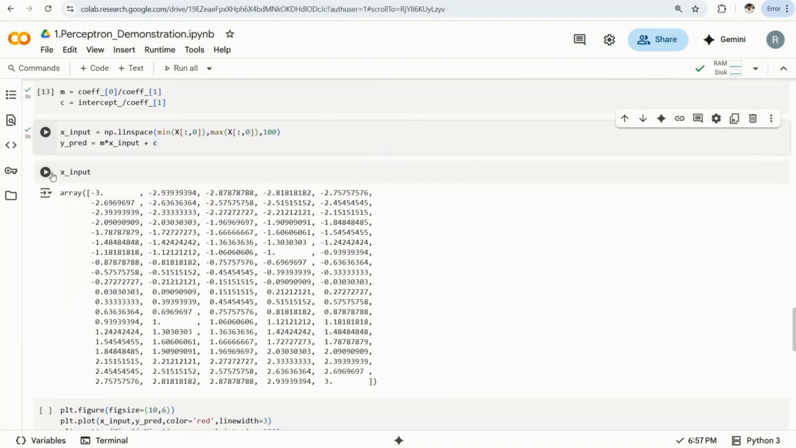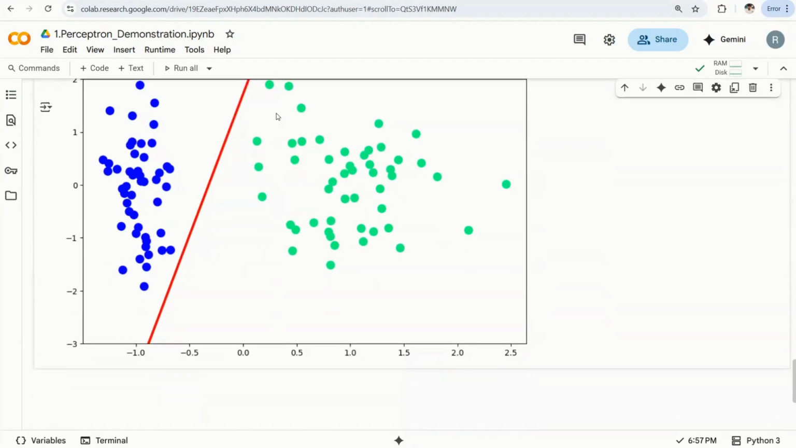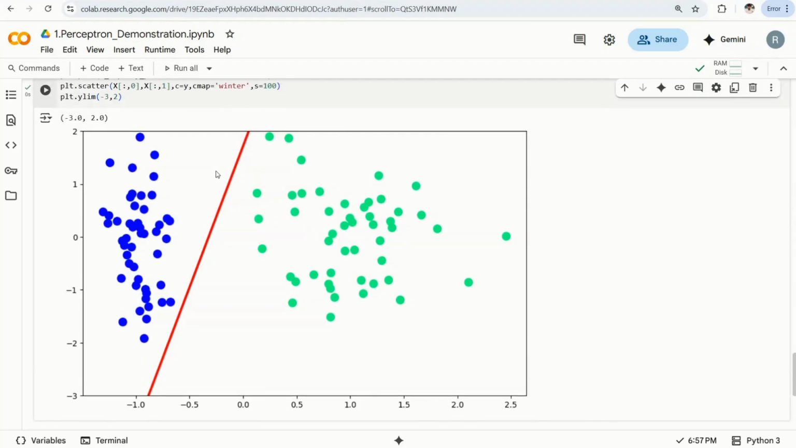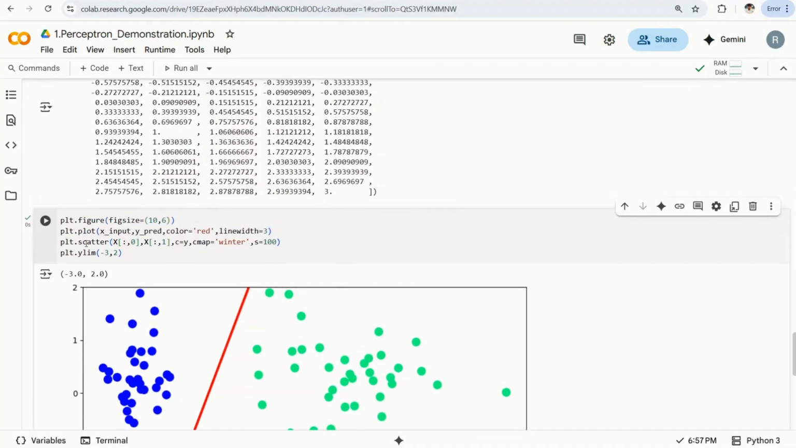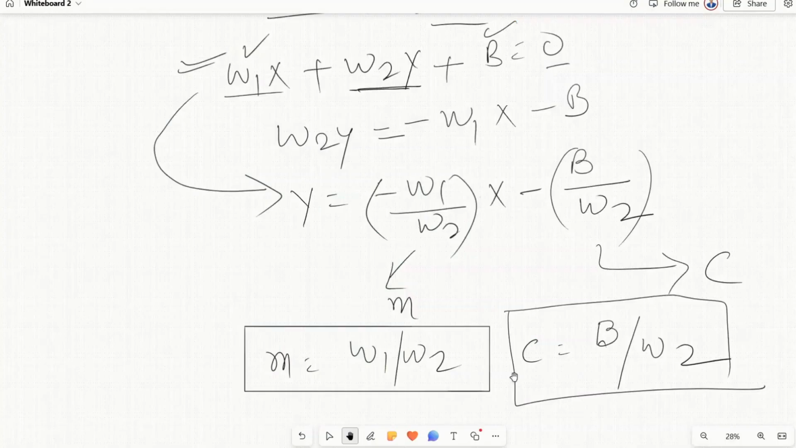These are my inputs. If I plot everything, you can find that these were my original data points, the first cluster and second cluster, and after the training I got this straight line. This is what I'm plotting here. How can I find the straight line based on the coefficients w1, w2 and c?